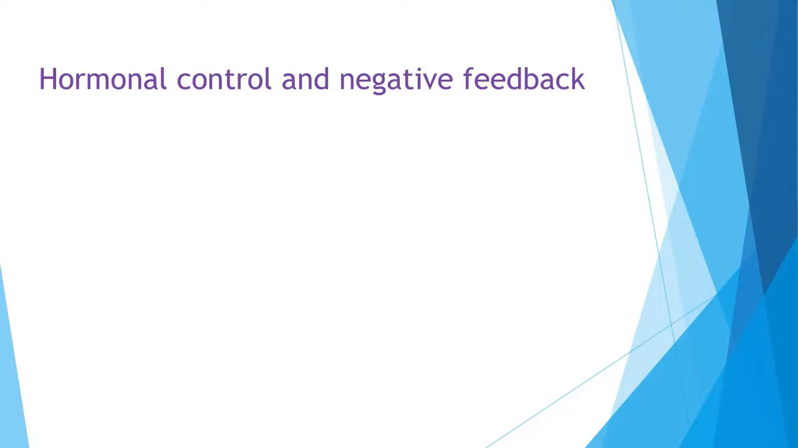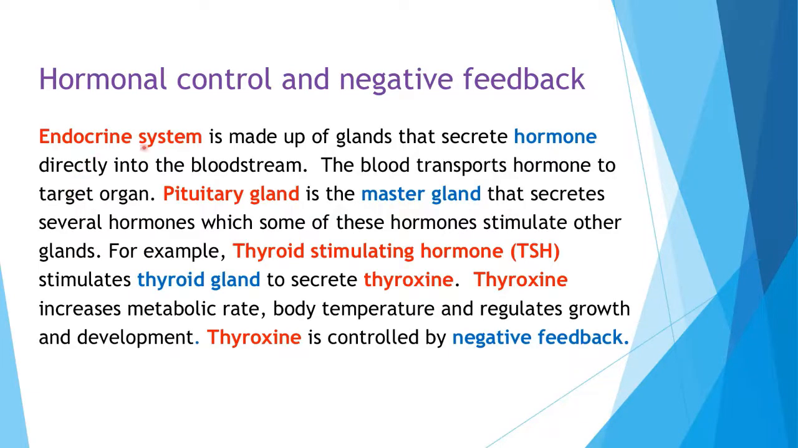Hormonal control and negative feedback. Endocrine system is made up of glands that secrete hormone directly into the bloodstream. The blood transports hormone to target organ. Pituitary gland is the master gland that secretes several hormones, which some of these hormones stimulate other glands.